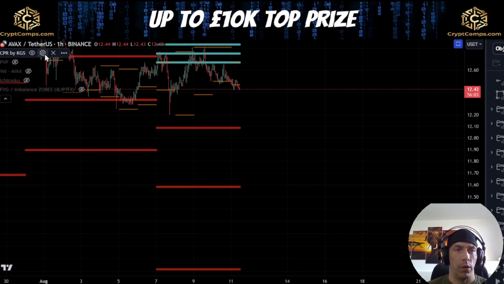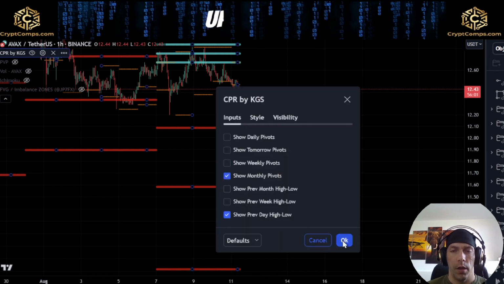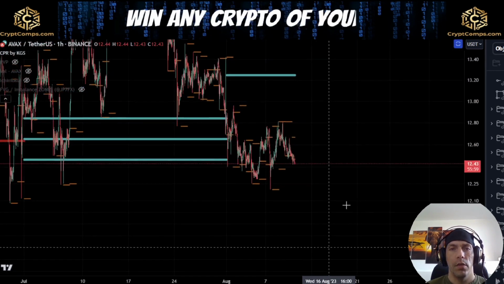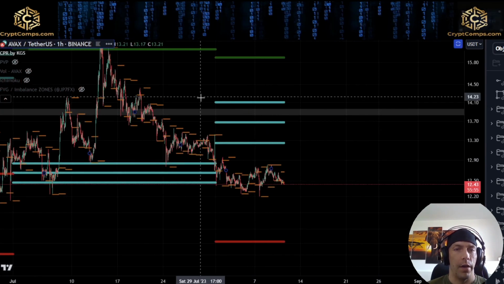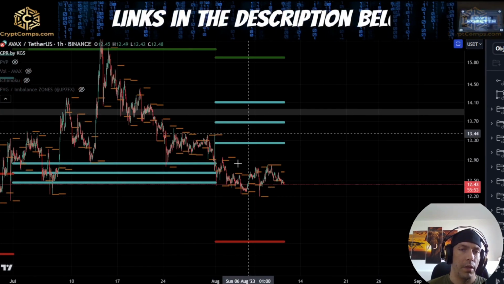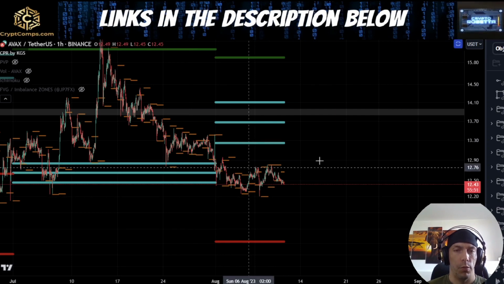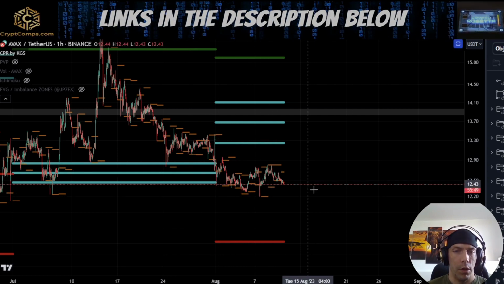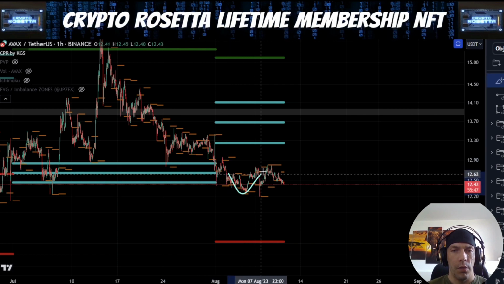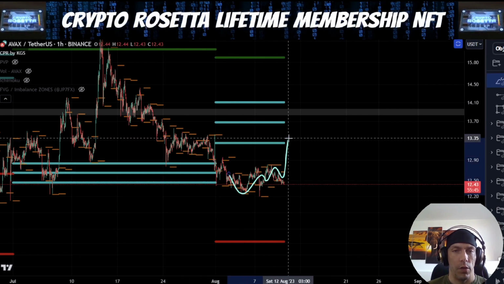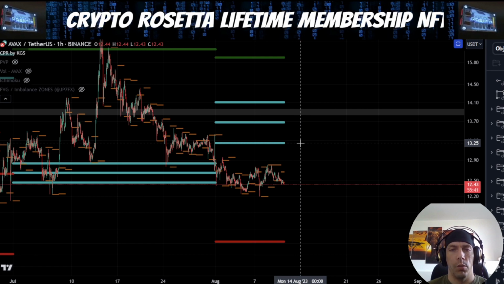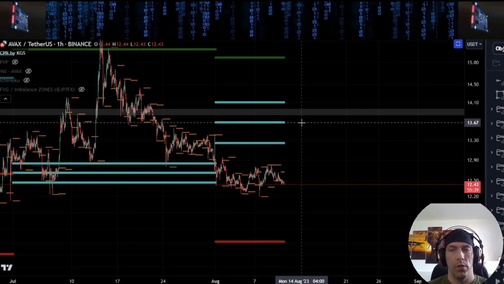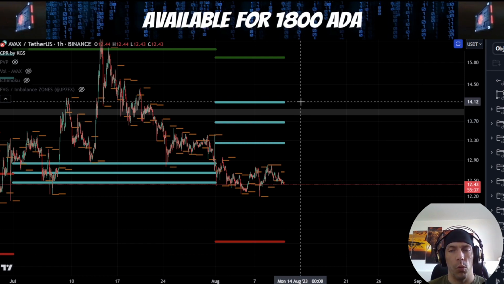Now, if we do look at the monthly CPRs here, these are giving us a slightly different picture because we've actually printed a higher CPR line here on the monthly, which is giving us an initial bullish bias. Because of this fact, we need to just be on the lookout that if price does look to start reversing to the upside here, potentially we could look to find resistance at this 13.25. We have this 13.67 and this 14.12.